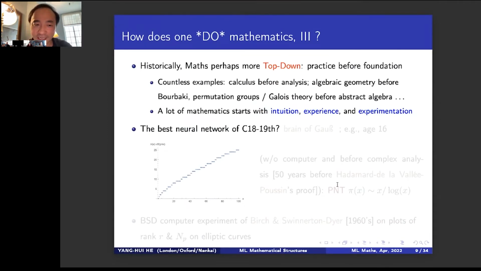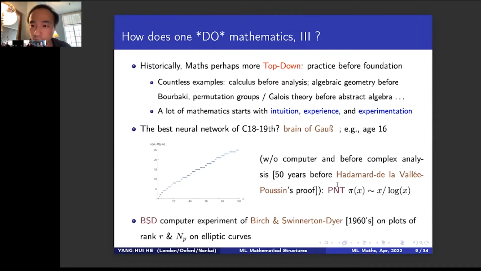I like to draw this analogy. What is the best neural network of the 19th century? Well, it's the brain of Gauss, for sure. That's a fantastic neural network. Gauss can look at this diagram and say, well, this is x over log x, and that's the prime number theorem. In some sense, he wasn't constructing this from the bottom up; he was looking at it top down. He didn't have complex analysis available, but he was able to predict without it that this plot is x over log x, and you had to wait until complex analysis to prove it.